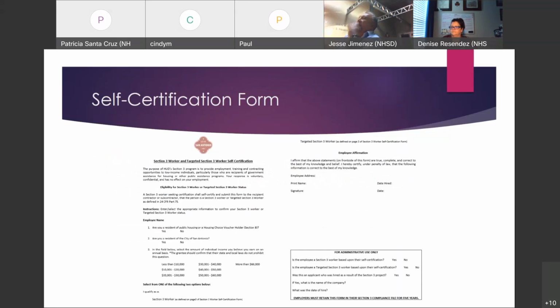And here is the recommended self-certification form. We use this form because it was provided to the staff that attended Section 3 training. So this has the required information that we would need. If someone wanted to use their own letterhead or business information, at a minimum, we would require this information. If you would want to add more to it, we would need to review that and make sure that it was approved before it was implemented. But this is the recommended form that we have for self-certification.